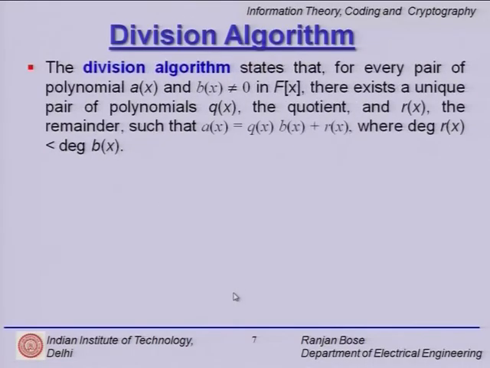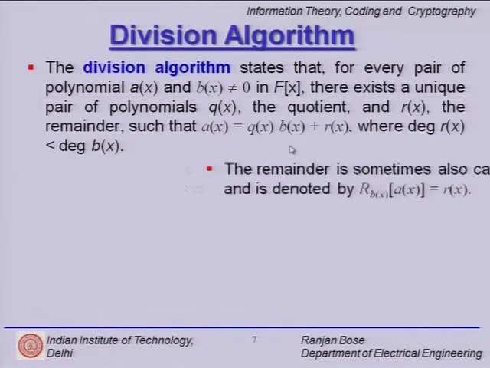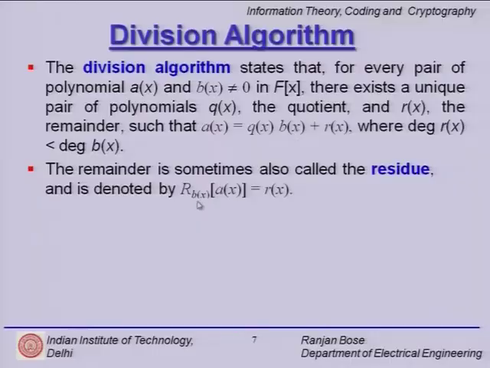We also looked at the division algorithm, where you find out that for a pair of polynomials a(x) and b(x), where b(x) is not equal to 0 in F(x), F(x) is a set of polynomials, then you can have a unique pair of polynomials q(x) and r(x), which are nothing but the quotient polynomial and the remainder polynomial, such that a(x) is equal to q(x) times b(x) plus r(x), where degree of this remainder polynomial must necessarily be less than the divisor b(x). So, we did this example, and sometimes we also called the remainder as the residue.